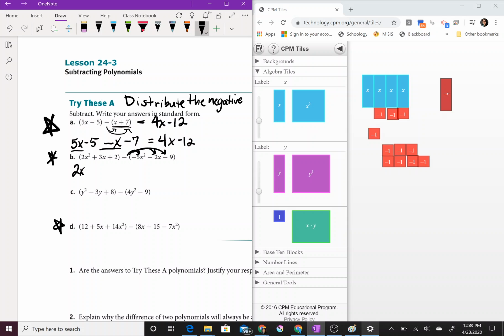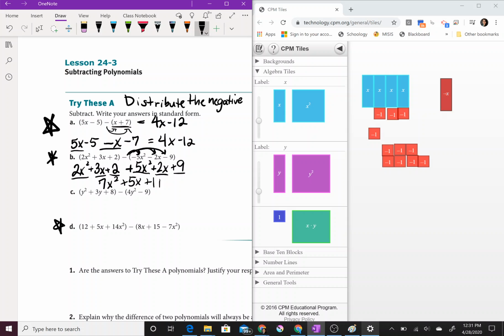Again, 2x squared plus 3x plus 2 is not affected by that negative. It'll stay the same. This is going to be adding its opposite. So negative 5x squared becomes positive 5x squared. Negative 2x is positive 2x. And negative 9 is now positive 9. Once you combine like terms, you should have 7x squared, that's positive 5x, and that's going to be plus 11. So 7x squared plus 5x plus 11.